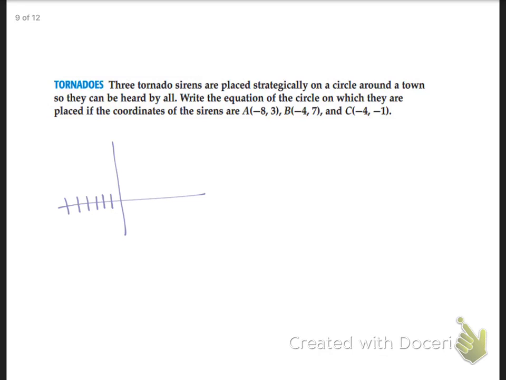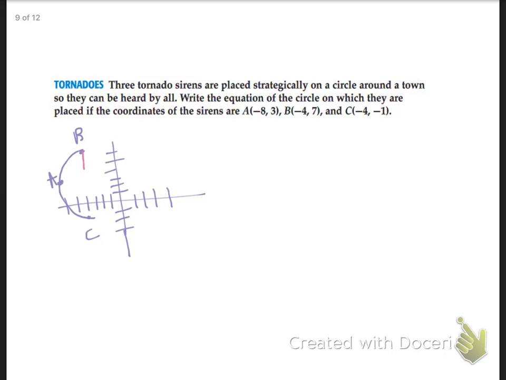Looks like the most left I go is -8. The highest I'm going to go is 7. All right, so left 8, up 3, there's A. Left 4, up 7, there's B. Left 4, down 1, there's C. So here's like the left side of my circle. All right, so first I need to find the center and I need to find my radius.